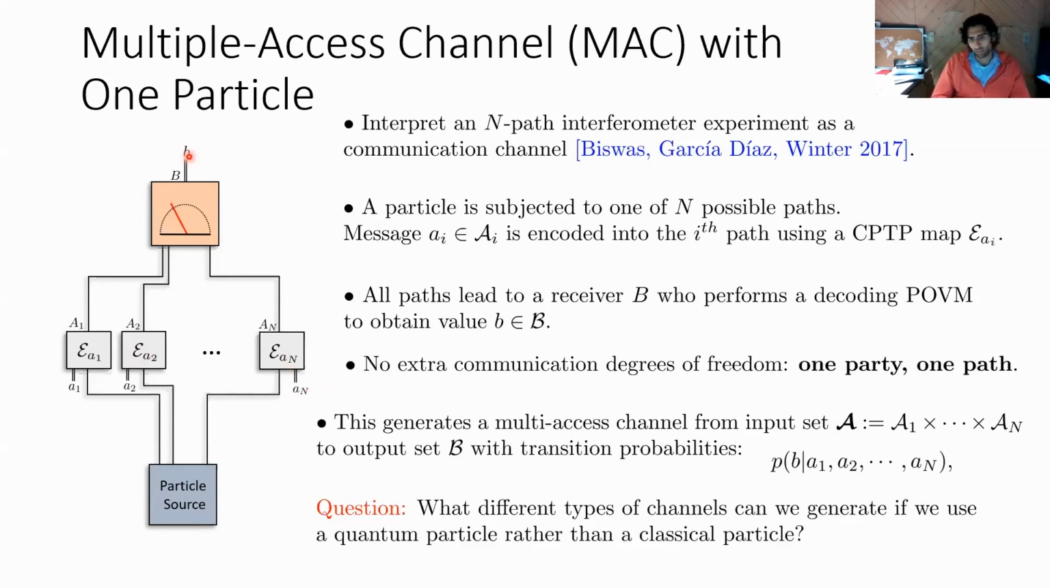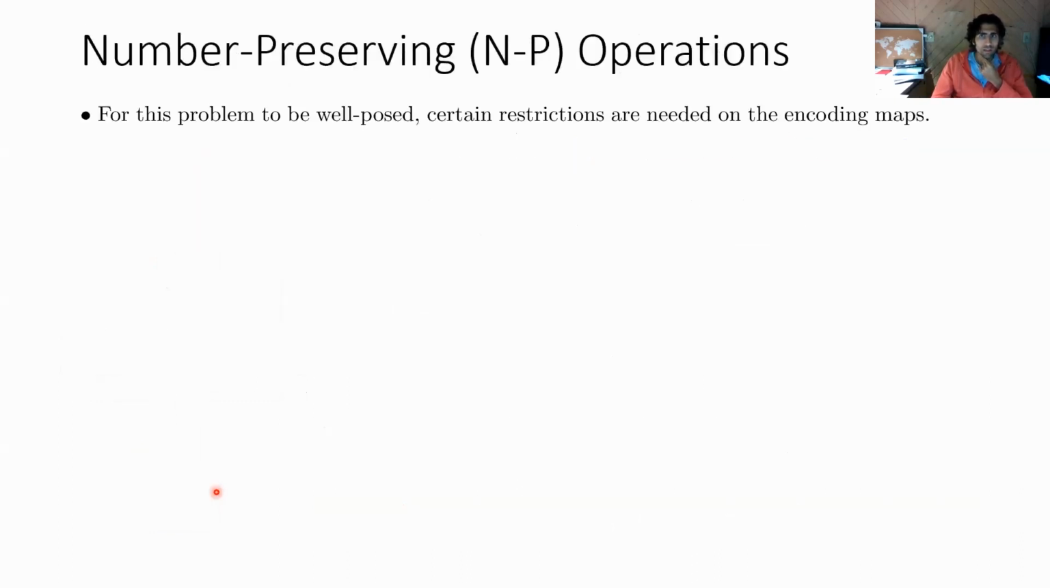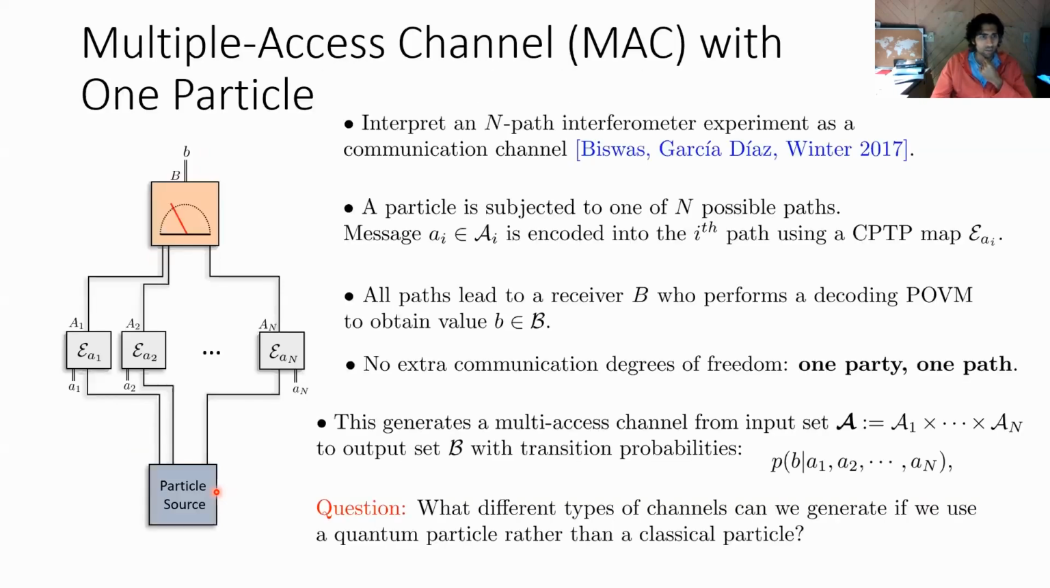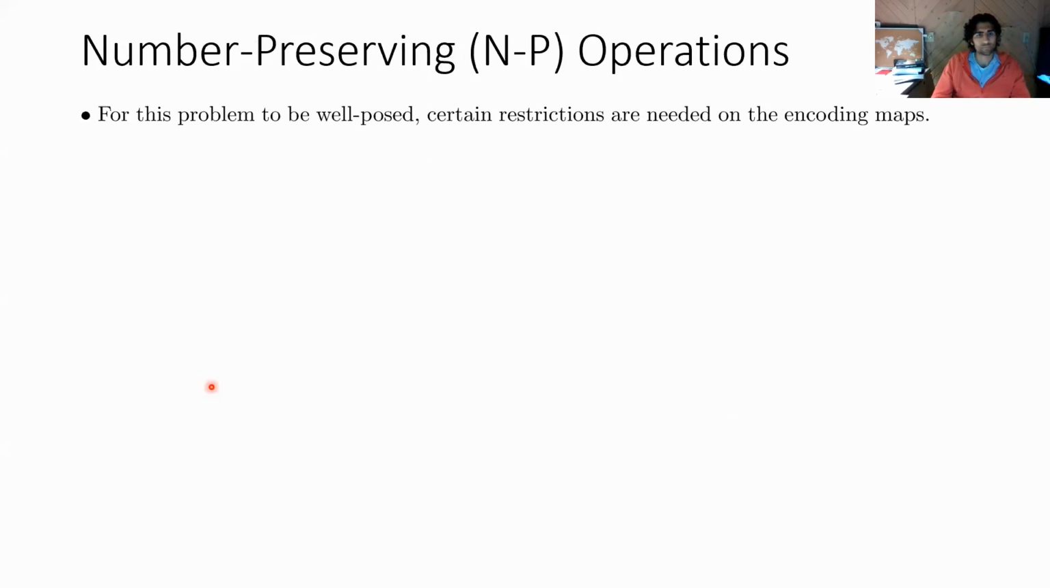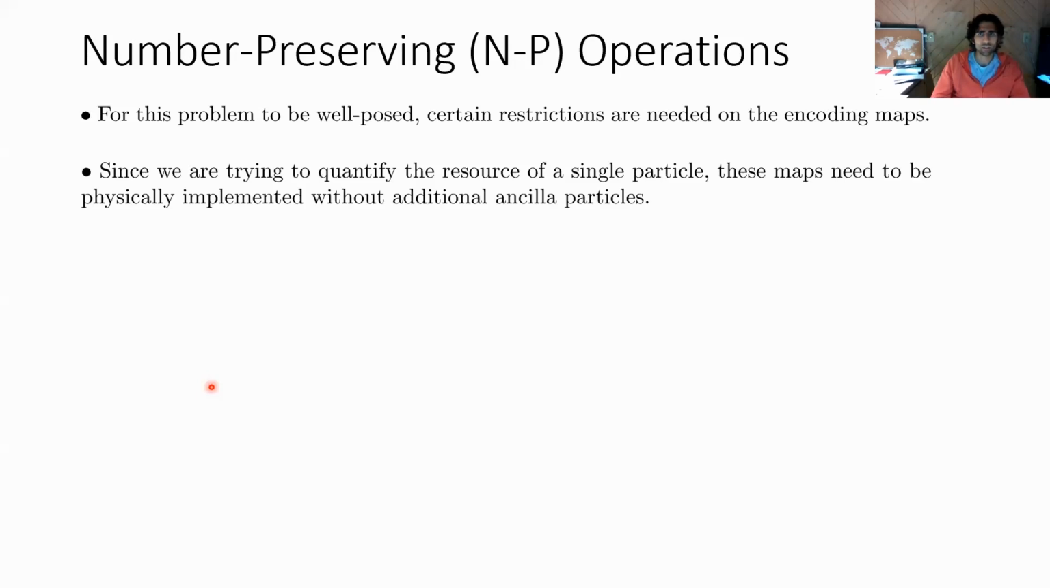So with this in hand, we ask what types of channels we can generate if we use a quantum particle rather than a classical particle here at our source. And we need a bit more structure on the problem because in principle, we have to limit the encoding maps that are performed here, these local encoding maps. Because you could imagine that, say, one particle is produced at the source, but then the encoder ends up generating particles locally and sending those particles to the decoder. So the key constraint that we want to maintain is that there's just a single particle used throughout this whole process. So to do this, we introduce what we call number preserving operations.